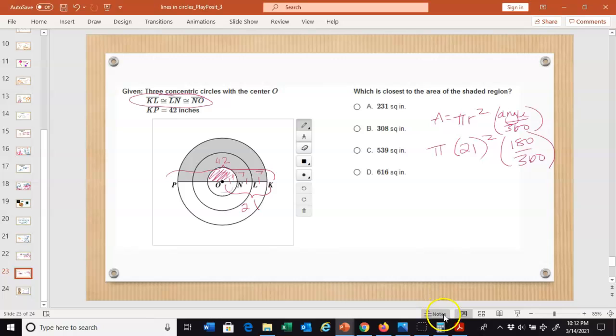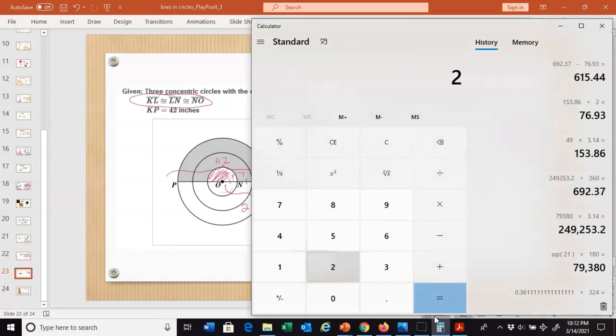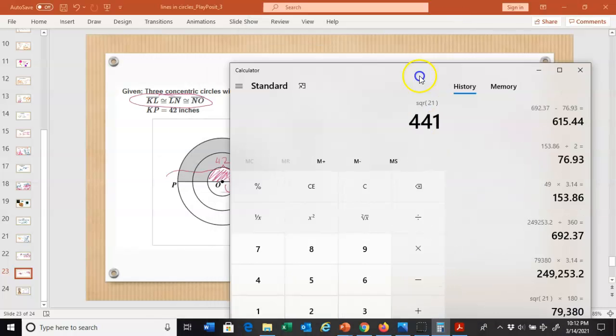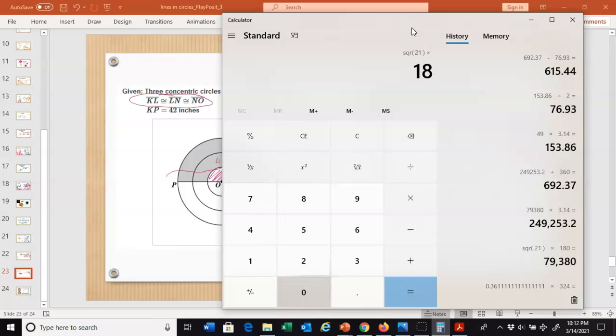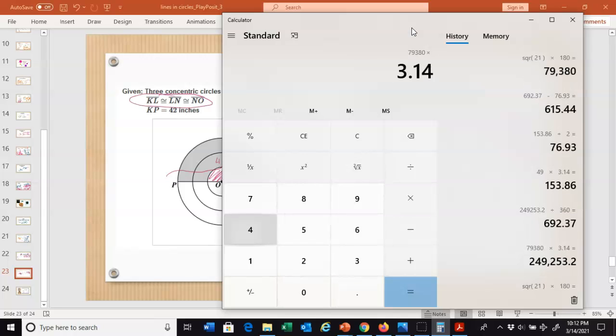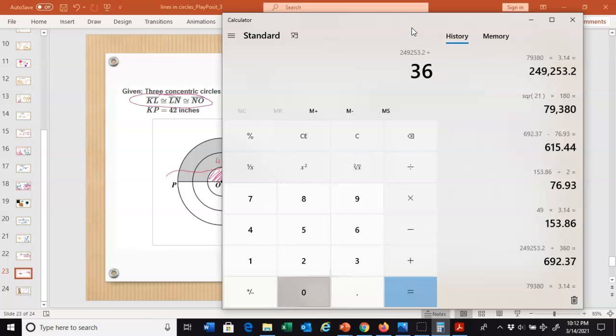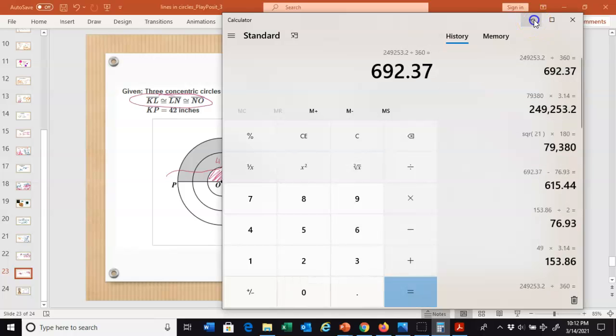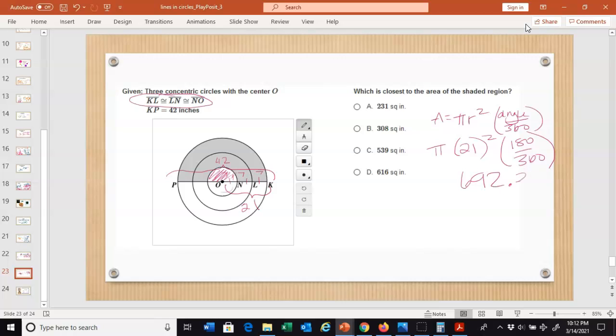We're going to put all of that into the calculator. So 21 squared times 180 times pi divided by 360. 692.37. Now the reason I multiplied by pi this time is because the answer choices do not have pi in them at all. So that's the whole half of the circle. You could have also found that by just doing the area of the circle and dividing by 2, right?